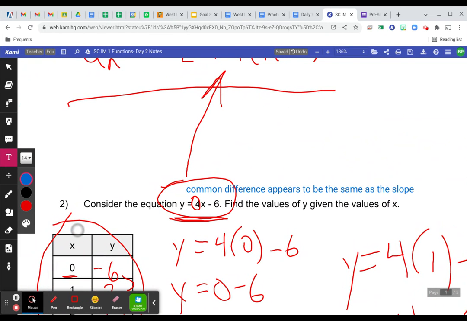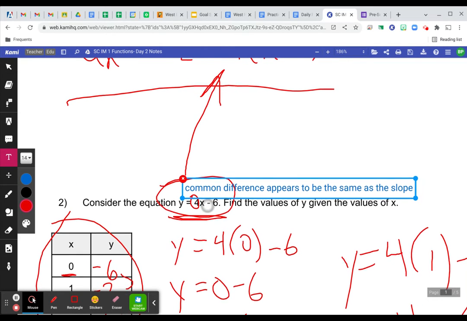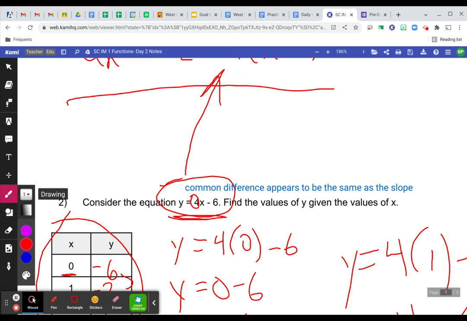Now, this guy right here, the -6, okay, so this -6 right here, this -6 appears to be, and let me get the pen, sorry about that. This -6 appears to be the 0th term.